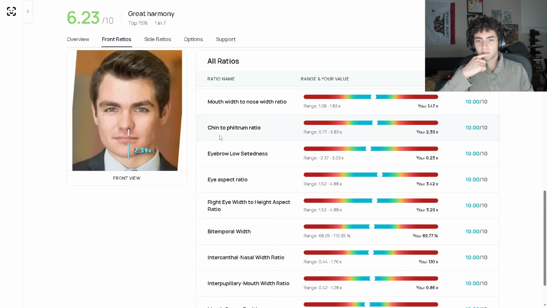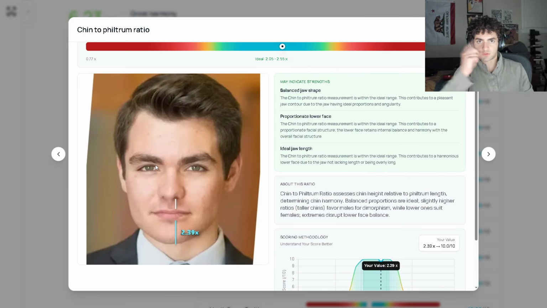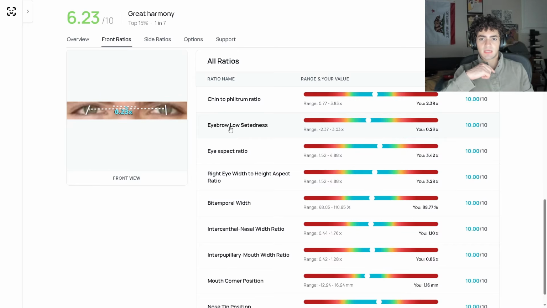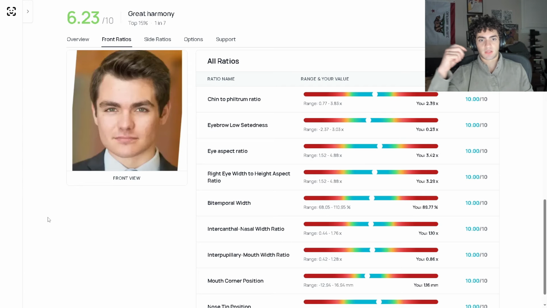Next is chin to philtrum. Typically you want your chin to be 2 to 2.5 times larger than your philtrum, and his is in the perfect range, which means his chin is at a perfect size. Next is going to be his eyebrow low settedness. As you can see, he's in the perfect range. Nick Fuentes has low set eyebrows. He has a pretty good eye region overall, actually.